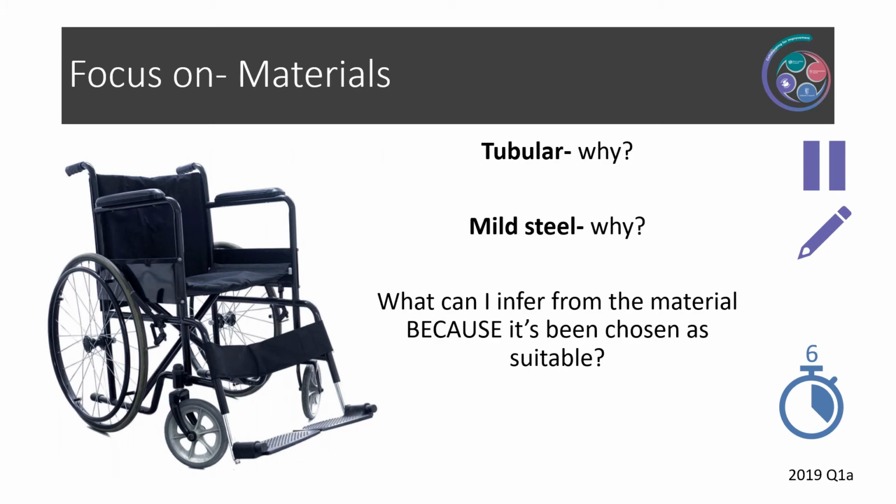Before we go on to mark your answers, let's have a think about how to think about this question. Why is it tubular steel instead of solid? And why is it mild steel instead of a different type of metal? If you're not sure of the properties of mild steel, what can you infer from the material because it's been chosen to be suitable? It must be suitable. So what properties must mild steel have in order to be suitable for making that wheelchair?